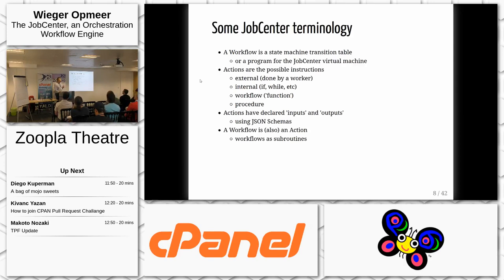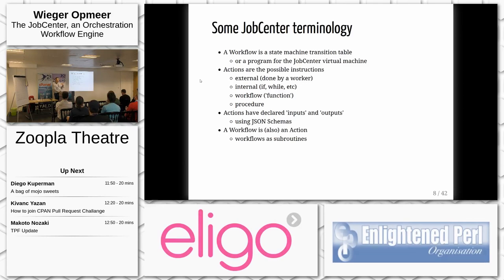Actions have declared inputs and outputs, as in it's sort of a function with a declared set of input parameters, and because we want that, multiple output parameters typed using JSON schemas. So something comes in, something comes out, and you can actually check, or at least basically check, if that is somewhat sensible, what happened.